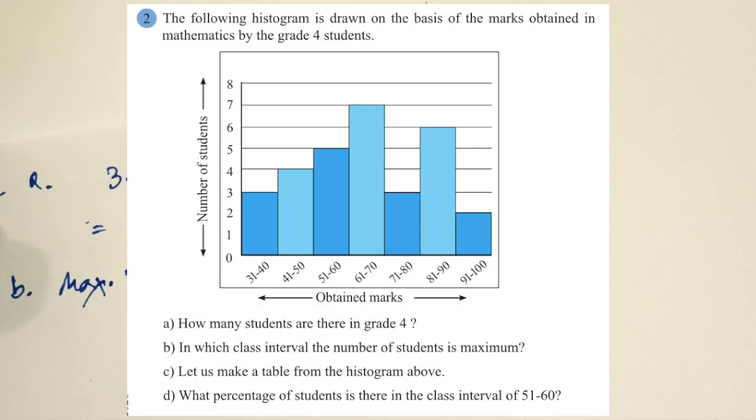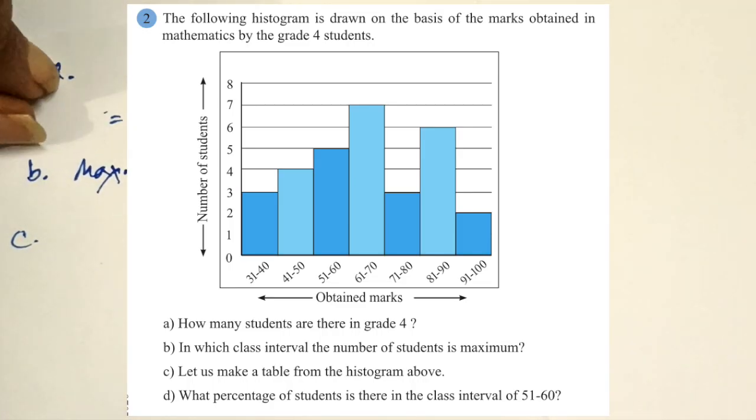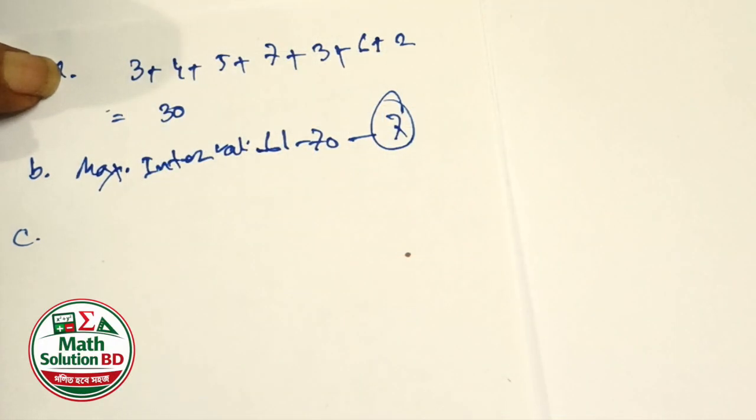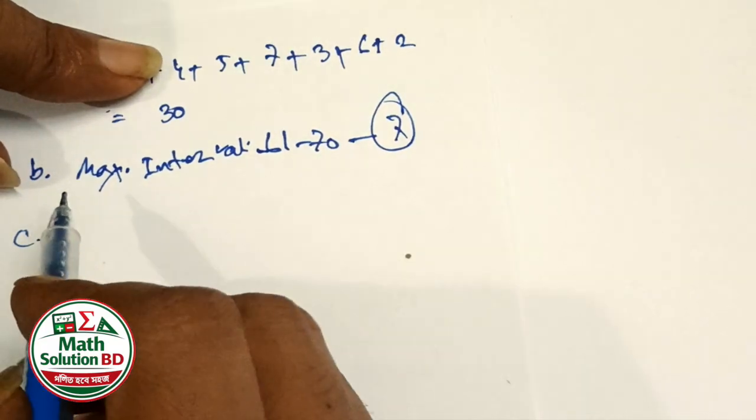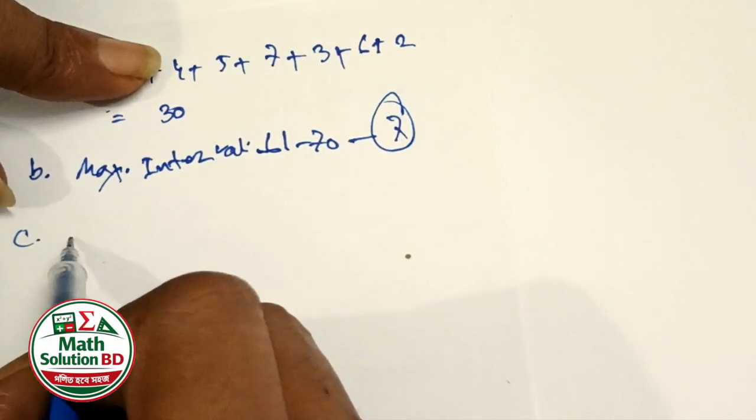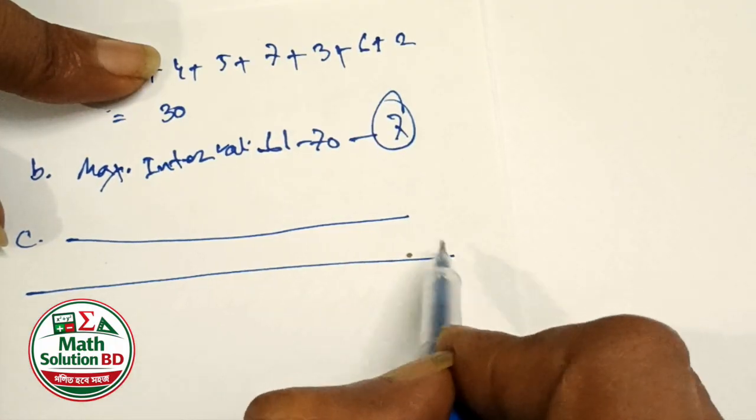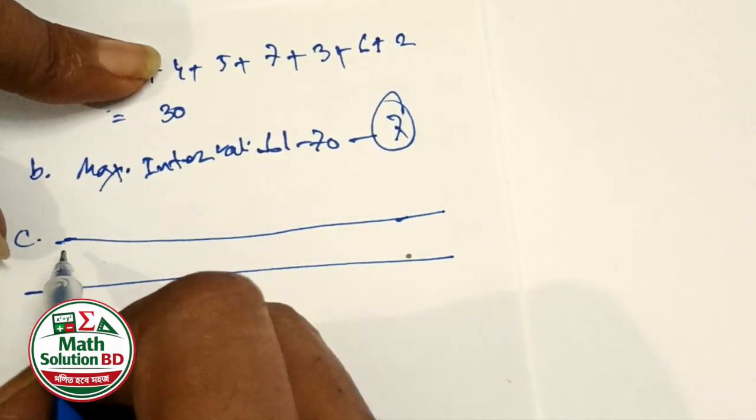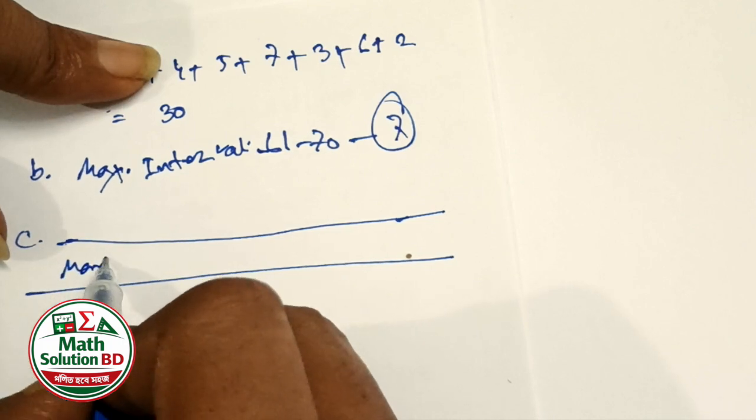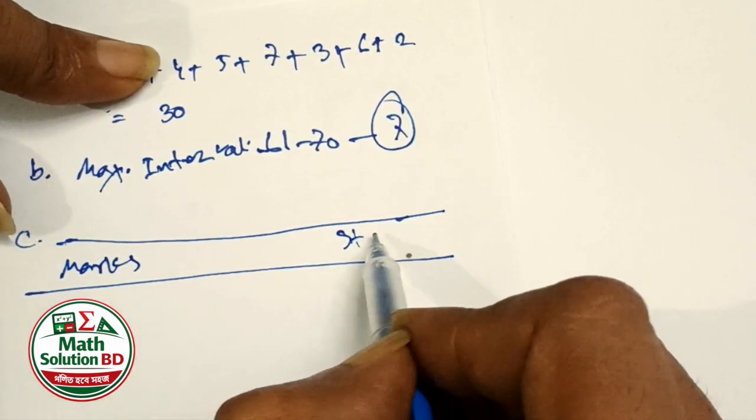Number C, let us make a table from the histogram above. From this histogram, they want us to make a table, a table of the number of students and the marks obtained, and students.